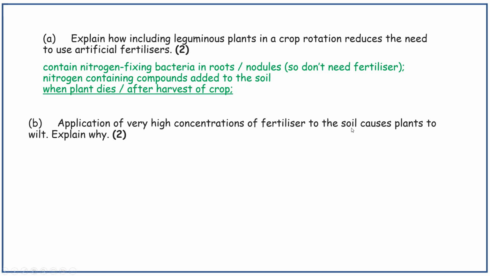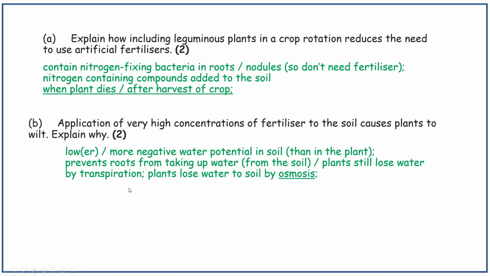Application of very high concentration of fertiliser to the soil causes plants to wilt. Explain why. Lower or more negative water potential in the soil than in the plant prevents the roots from taking up water, or plants still lose water by transpiration. Plants lose water to the soil by osmosis.